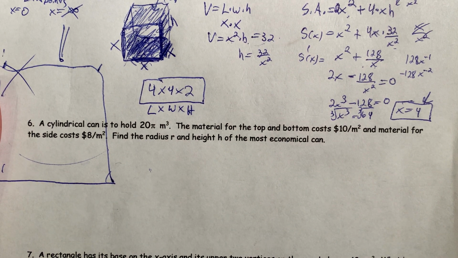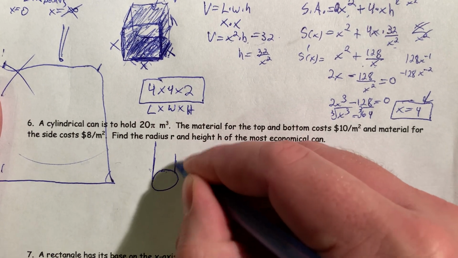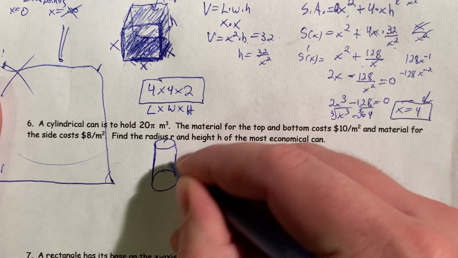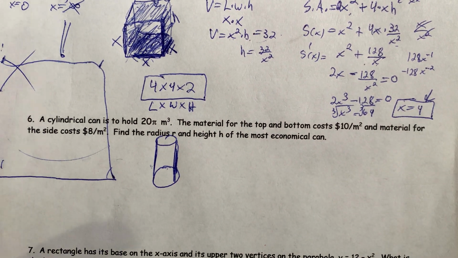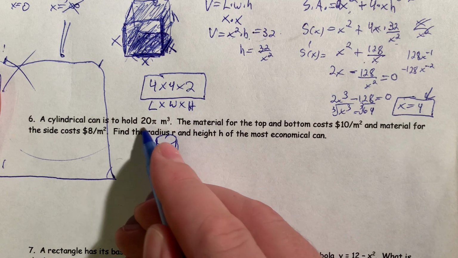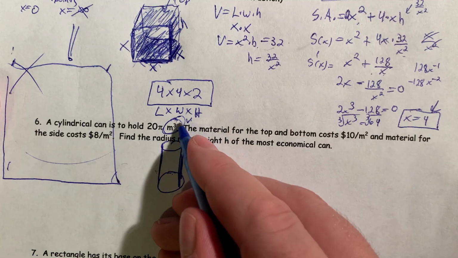The material, so there's a cylindrical can. A cylinder is when there is a base that is a circle and a top that is a circle, and it goes down at a right angle. It's what a can looks like, okay? And it's to hold 20 pi meters cubed. This is a volume because it's in meters cubed.